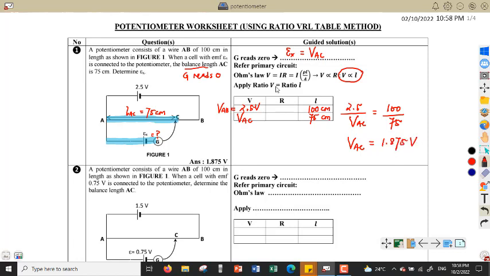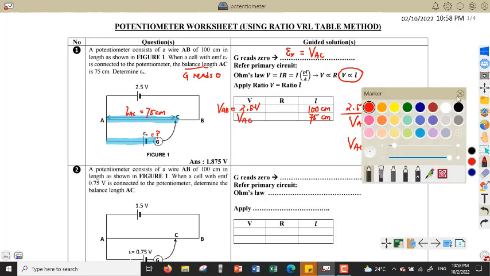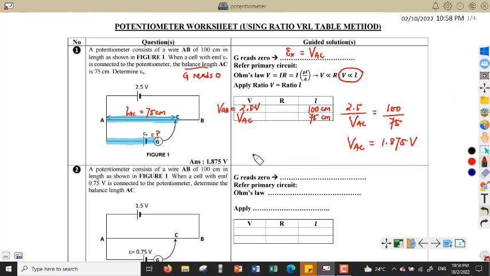So we will get around 1.875 volt. As we know that EX is equal to VAC when G reaches 0, that's why we automatically get the value of EX. So the EMF of the unknown battery will be 1.875 volt. Okay, so this is how we use the concept of ratio, voltage proportional to the length, to solve the potentiometer problem.